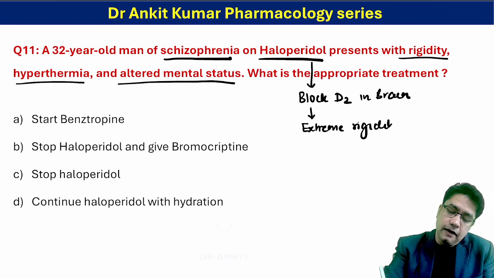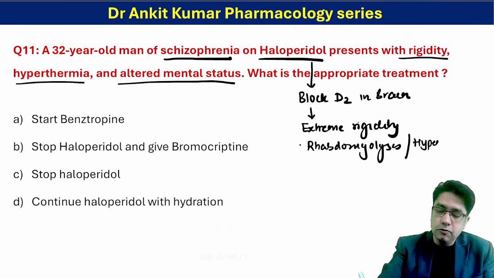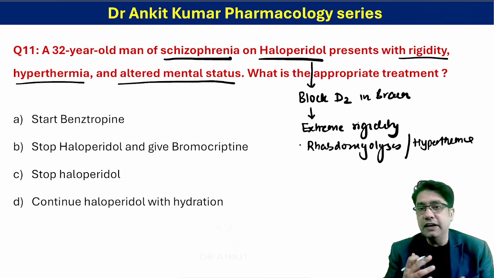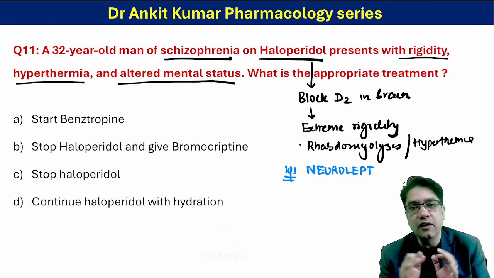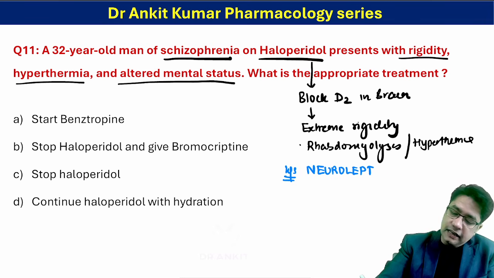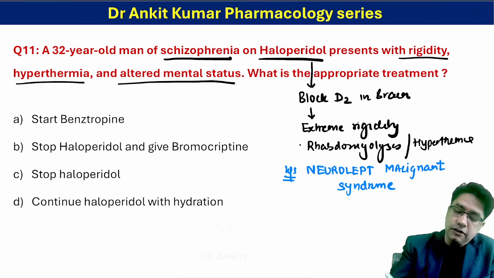Extreme rigidity. And if there is extreme rigidity, don't you think muscles will become damaged? Rhabdomyolysis will happen, and muscle rigidity will increase the body temperature also, hyperthermia. So this is a very dangerous syndrome, and this syndrome is known as neuroleptic. Why is it known as neuroleptic? Because antipsychotic drugs like haloperidol are also known as neuroleptic drugs. It is a dangerous, emergency condition. Let's call it malignant syndrome. Malignant means emergency. So what is the treatment of neuroleptic malignant syndrome?